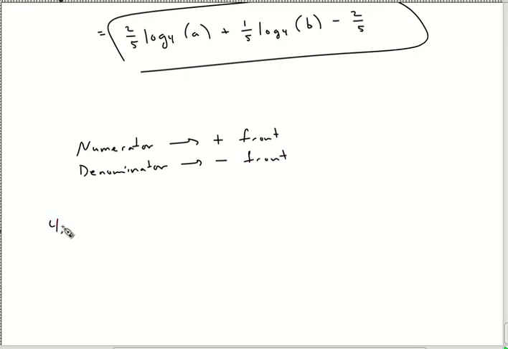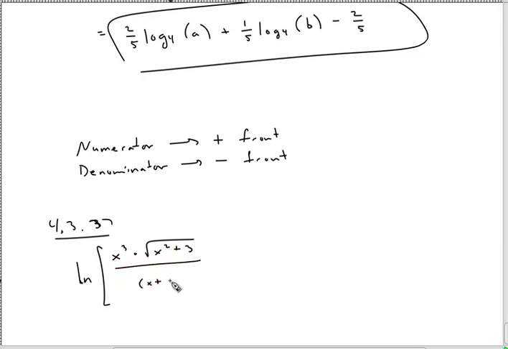So 4.3.37 is a classic problem right here. LN, again, not IN. That's not an I-N. That's an L-N. Logarithm. Natural logarithm, that kind of thing. Okay, so we got x cubed times the square root of x squared plus 3, and then all divided by x plus 3 to the 5th power.